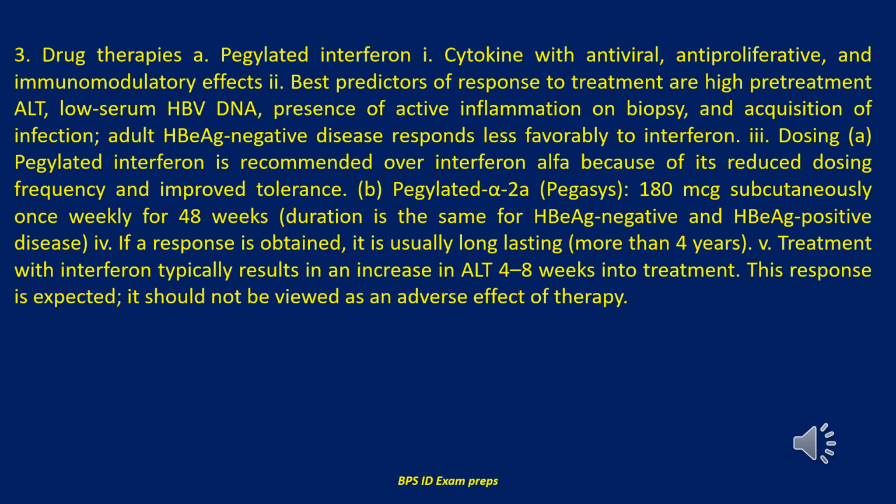3. Regarding its dosing, A. Pegylated interferon is recommended over interferon alpha because of its reduced dosing frequency and improved tolerance. B. Pegylated alpha-2a, marketed as Pegasys, is dosed at 180 mcg subcutaneously once weekly for 48 weeks. The duration is the same for HBeAg negative and HBeAg positive disease. 4. If a response is obtained, it is usually long-lasting, that is more than 4 years.